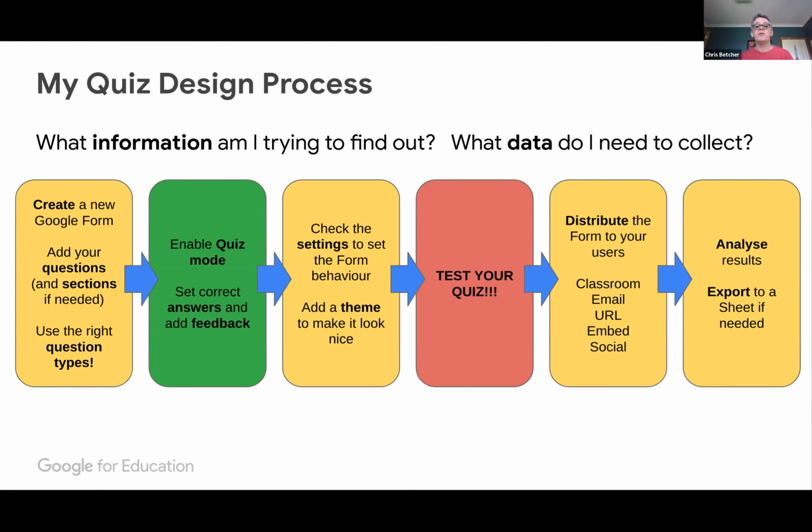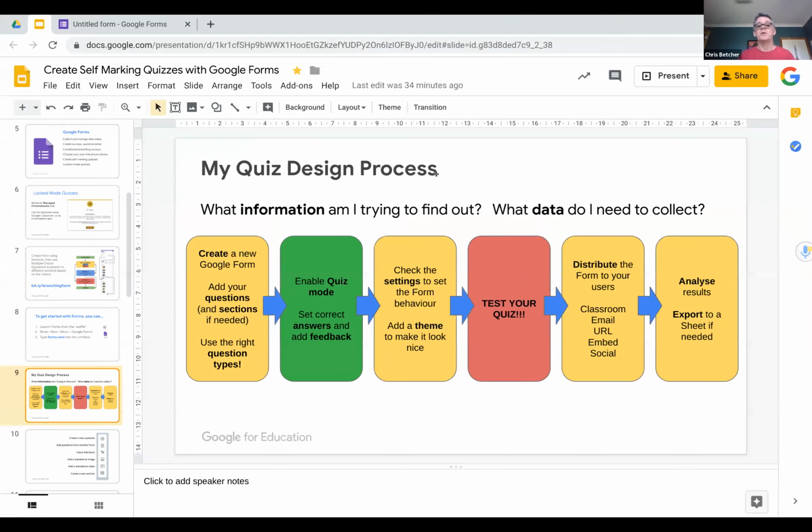Then the next step, you should distribute it to your users, and you can distribute it through Classroom, via email, via a URL. You can embed it into another website, or you can send it out on the social streams like Twitter and Facebook. And then finally, the last step is to analyze your results and export out to a sheet. So that's my process, and I always do things in pretty much that order whenever I'm designing a quiz of some sort.